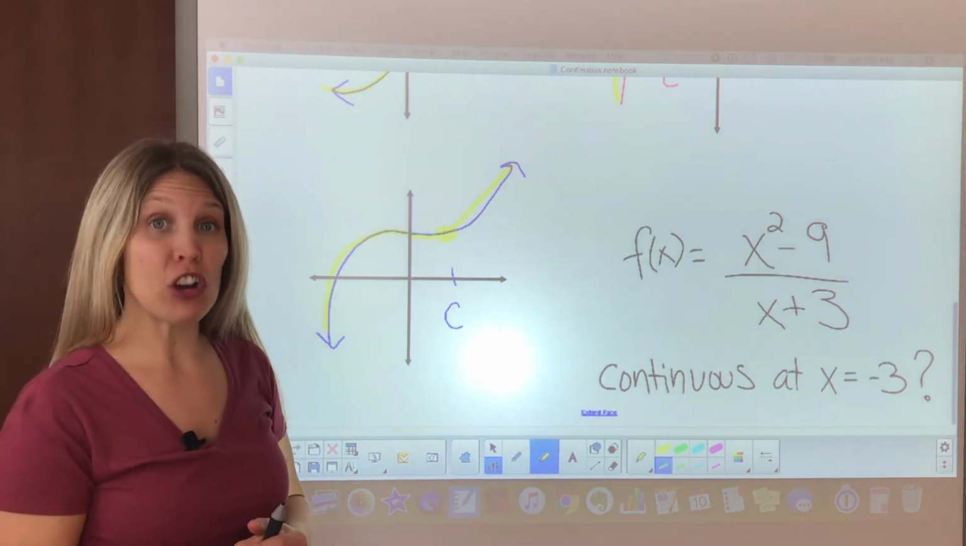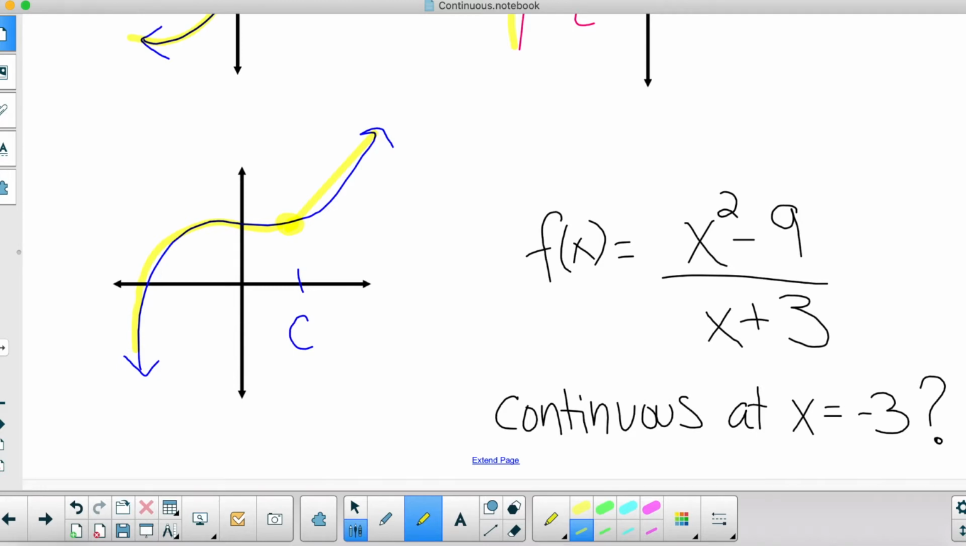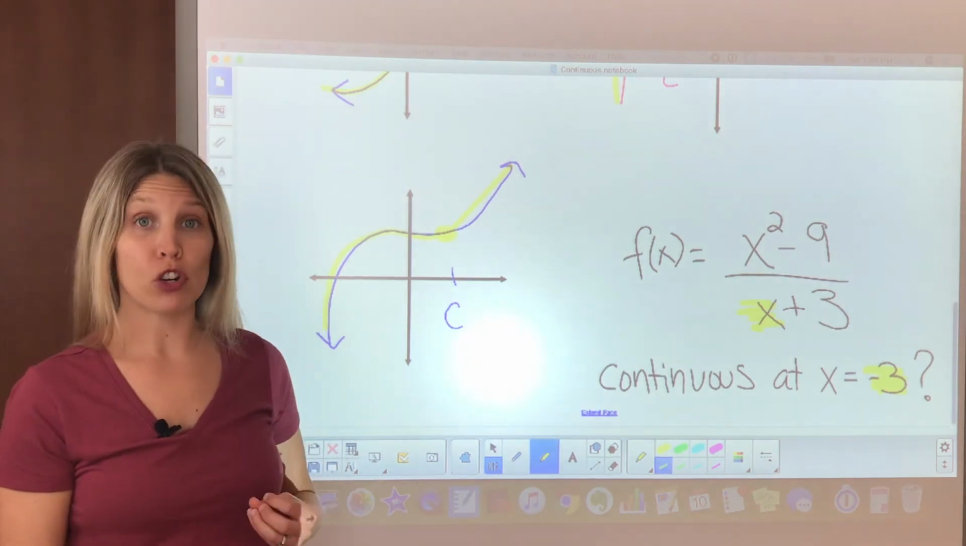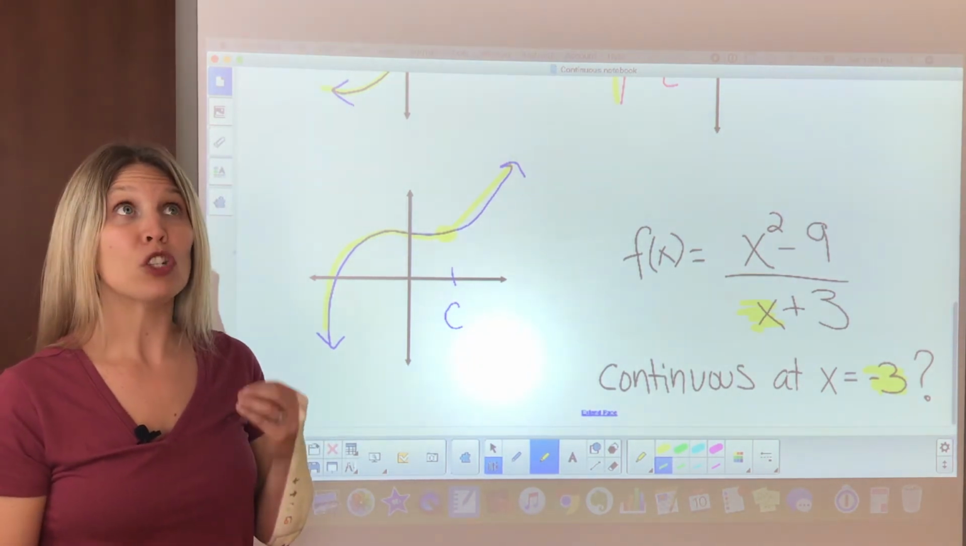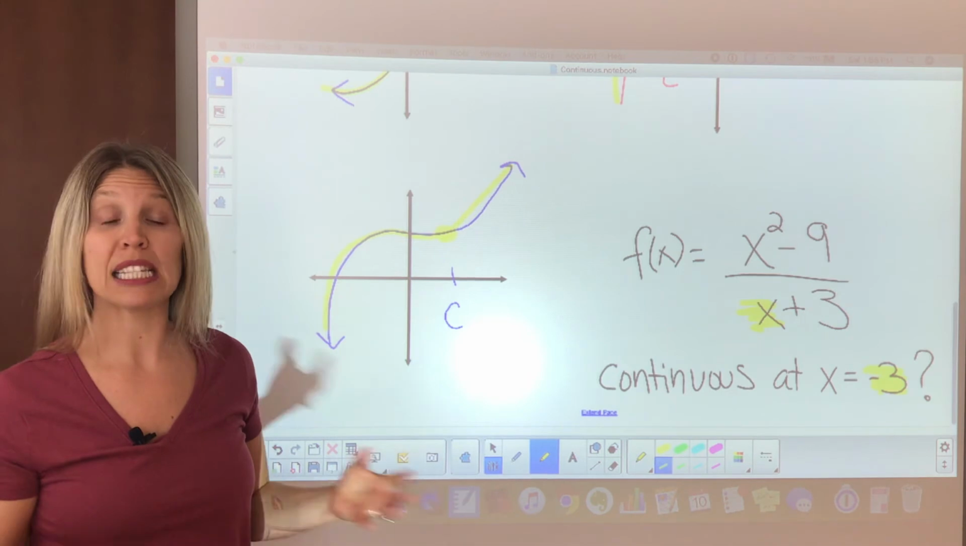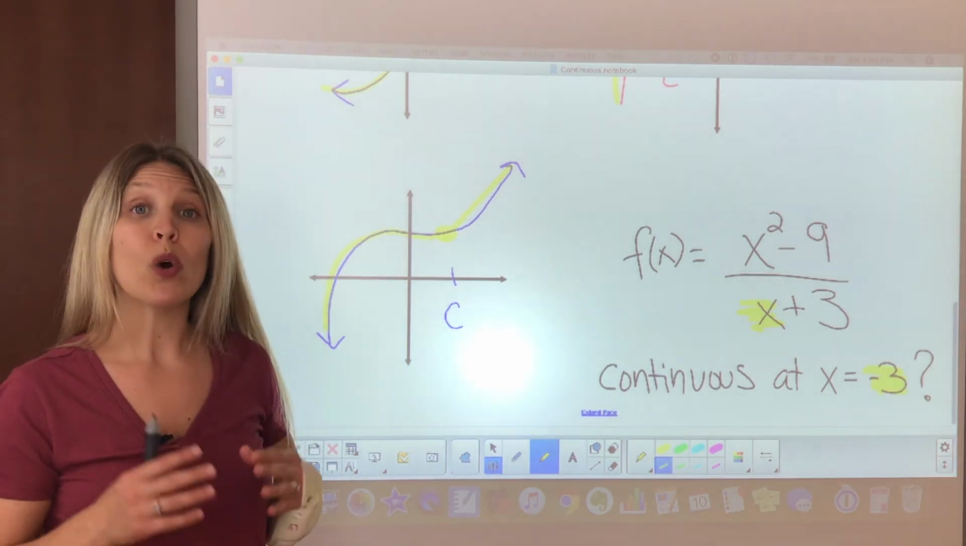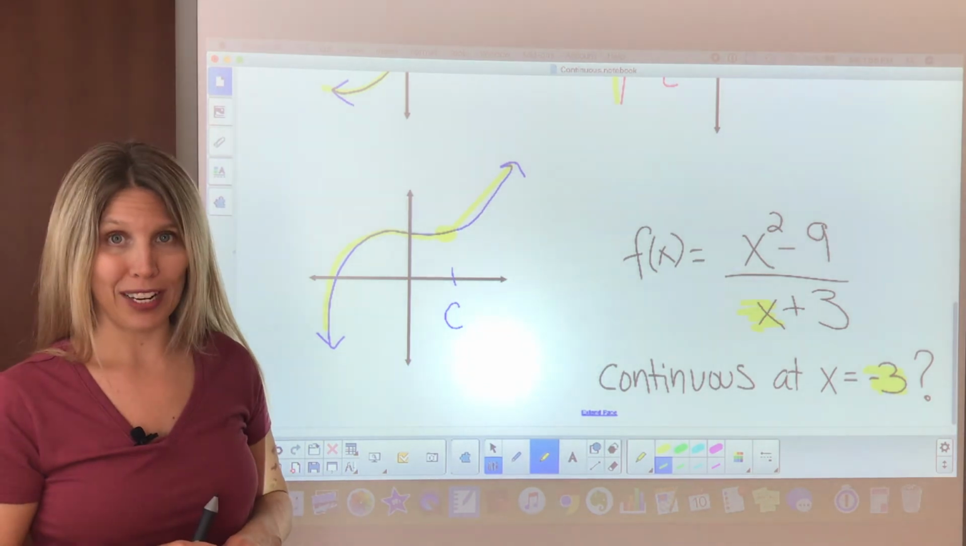Now let's look at a function. If you're looking at this function over here, they want to know, is it continuous at x equals negative 3? Well, what happens if you plug in negative 3 to this x value? You will get 0 in the denominator. Therefore, there's no value at negative 3, right? It doesn't exist with 0 in the denominator. Therefore, that function would not be continuous at negative 3.